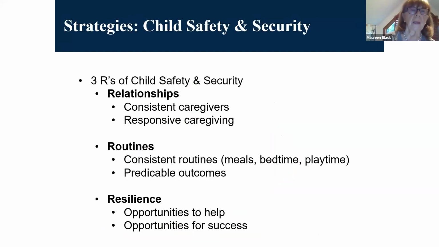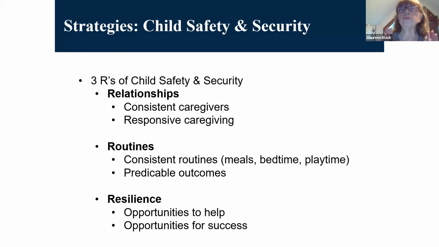Next. So what are some strategies to help with security and safety? And how can we think about those within nutrition and child development? Well, I like to think of the 3 R's of security and safety, and they are relationships, routines, and resilience. So relationships can include things like consistent caregivers and responsive caregiving. Those are relationships that people who are tuned into them, who are nurturant, who are helping them throughout the day are key.